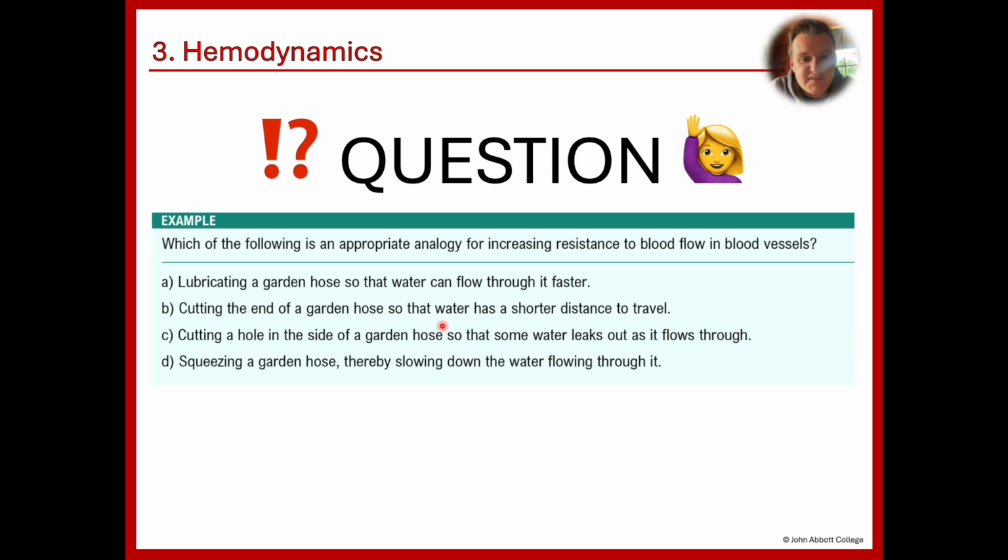So I want you to pause the video here, and we're going to look at this question. Which of the following is an appropriate analogy for increasing resistance to blood flow in the blood vessel? So I'll let you pause the video and take a look at these answers.